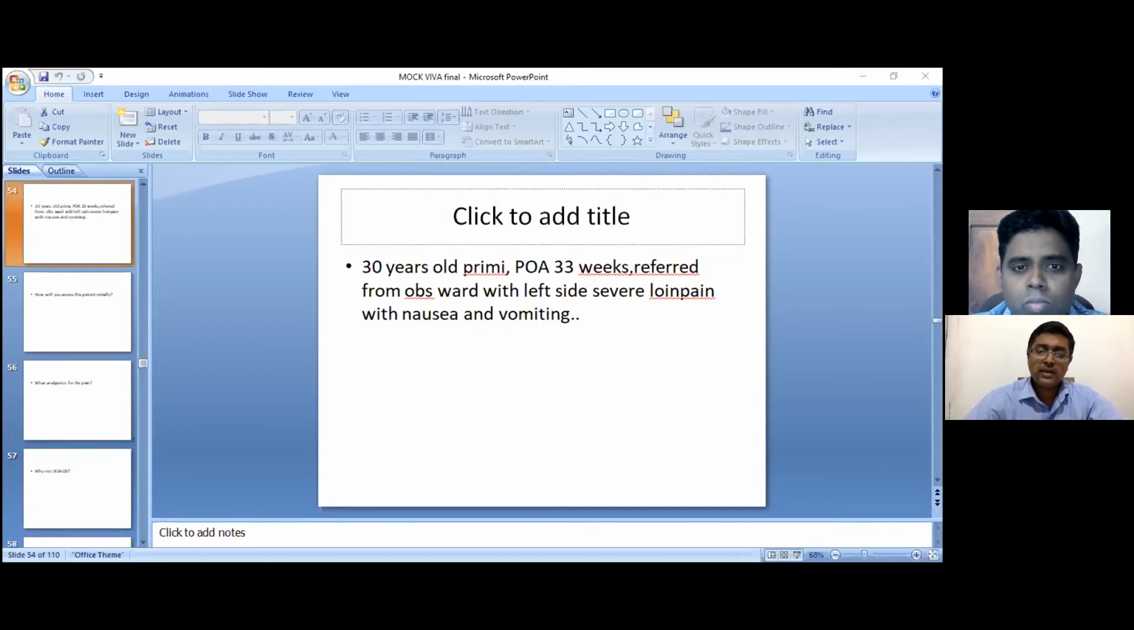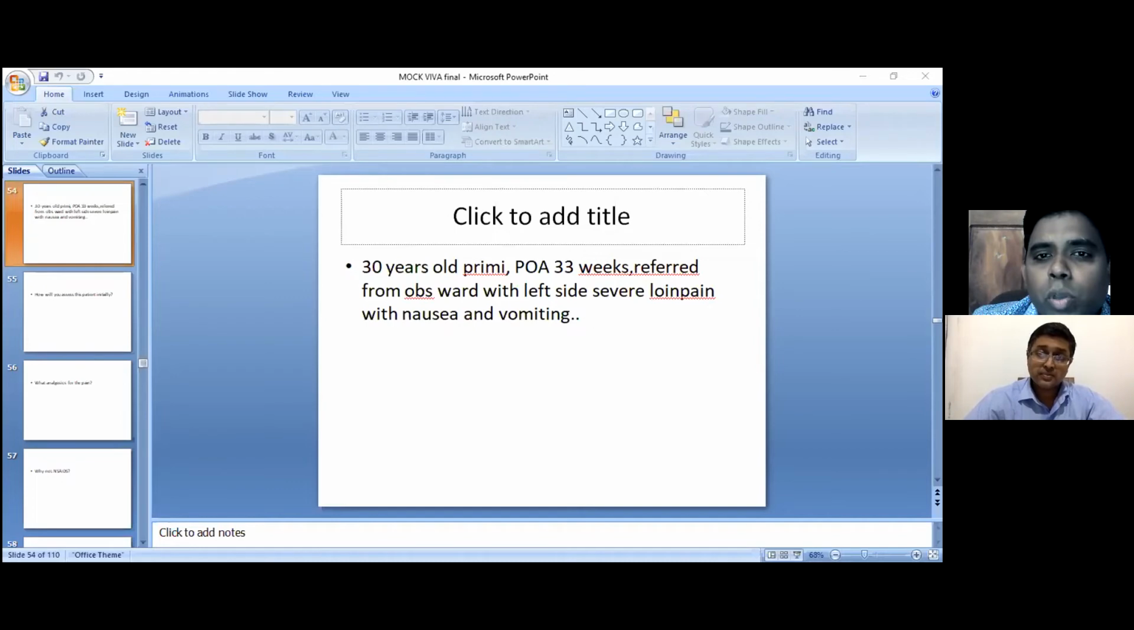So keeping that in mind, I'll investigate further to make sure that the complications I'm worried about are not there. I'll do a full blood count, UFR, urine culture, the serum creatinine, and the inflammatory markers.